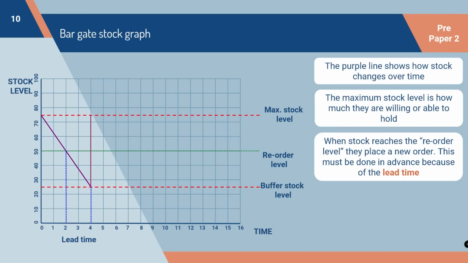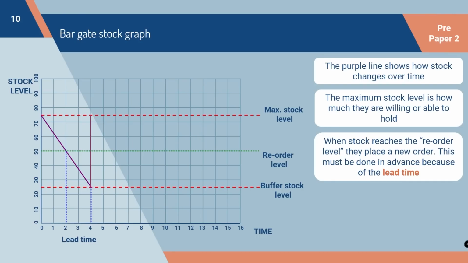That lead time is the difference between when they order the new stock and when it actually arrives. You can see that after 4 days, so that's 2 days after the order was placed, they have received their delivery and their stock then goes back up to 75.